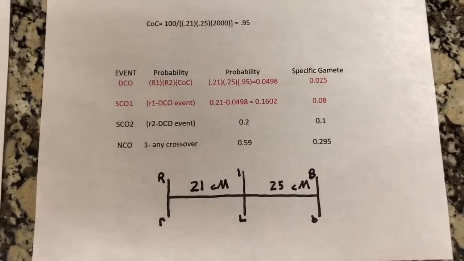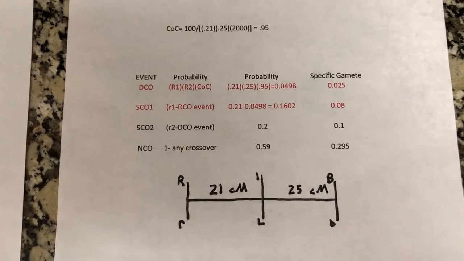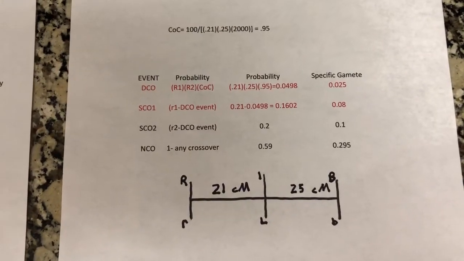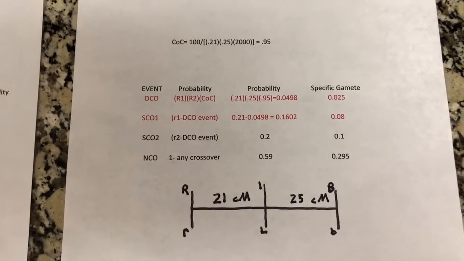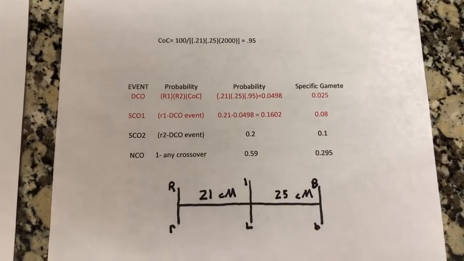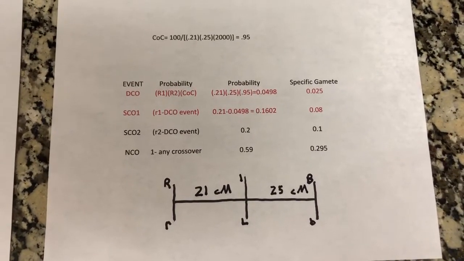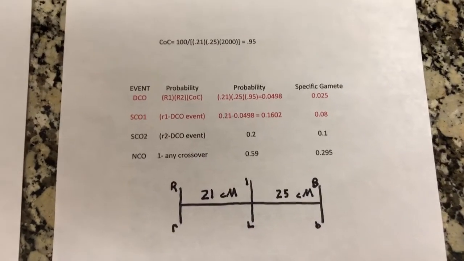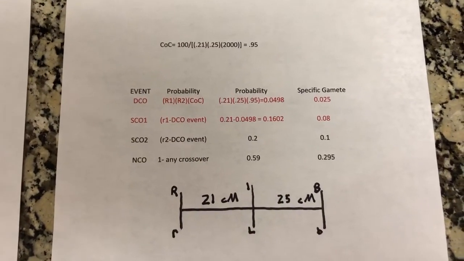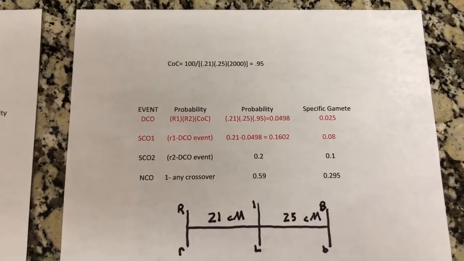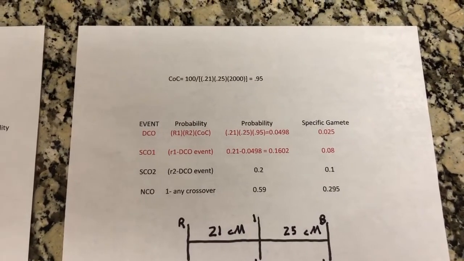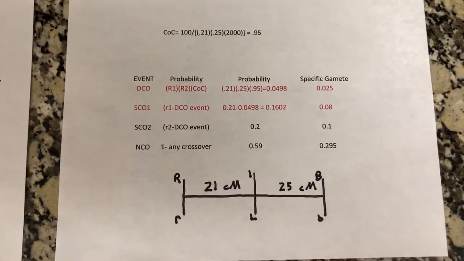So I used this data to calculate the coefficient of coincidence by taking the number of the observed DCOs and dividing it by the expected number of DCOs. I found the expected DCOs by taking the recombination frequency of R1 and R2, multiplying them together, then multiplying that by the total amount of offspring. So after taking the observed number and dividing it by this value, we get a coefficient of coincidence of 0.95.